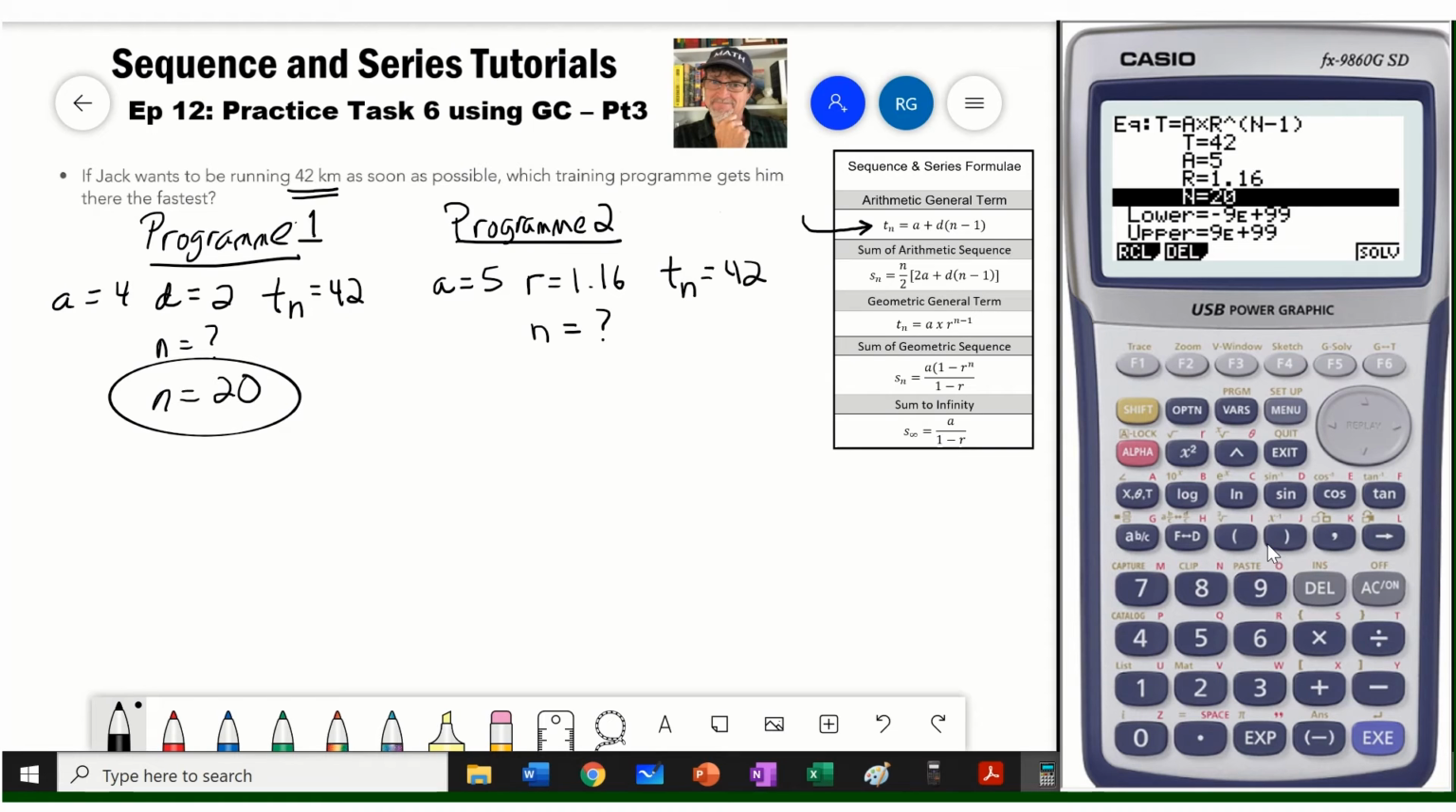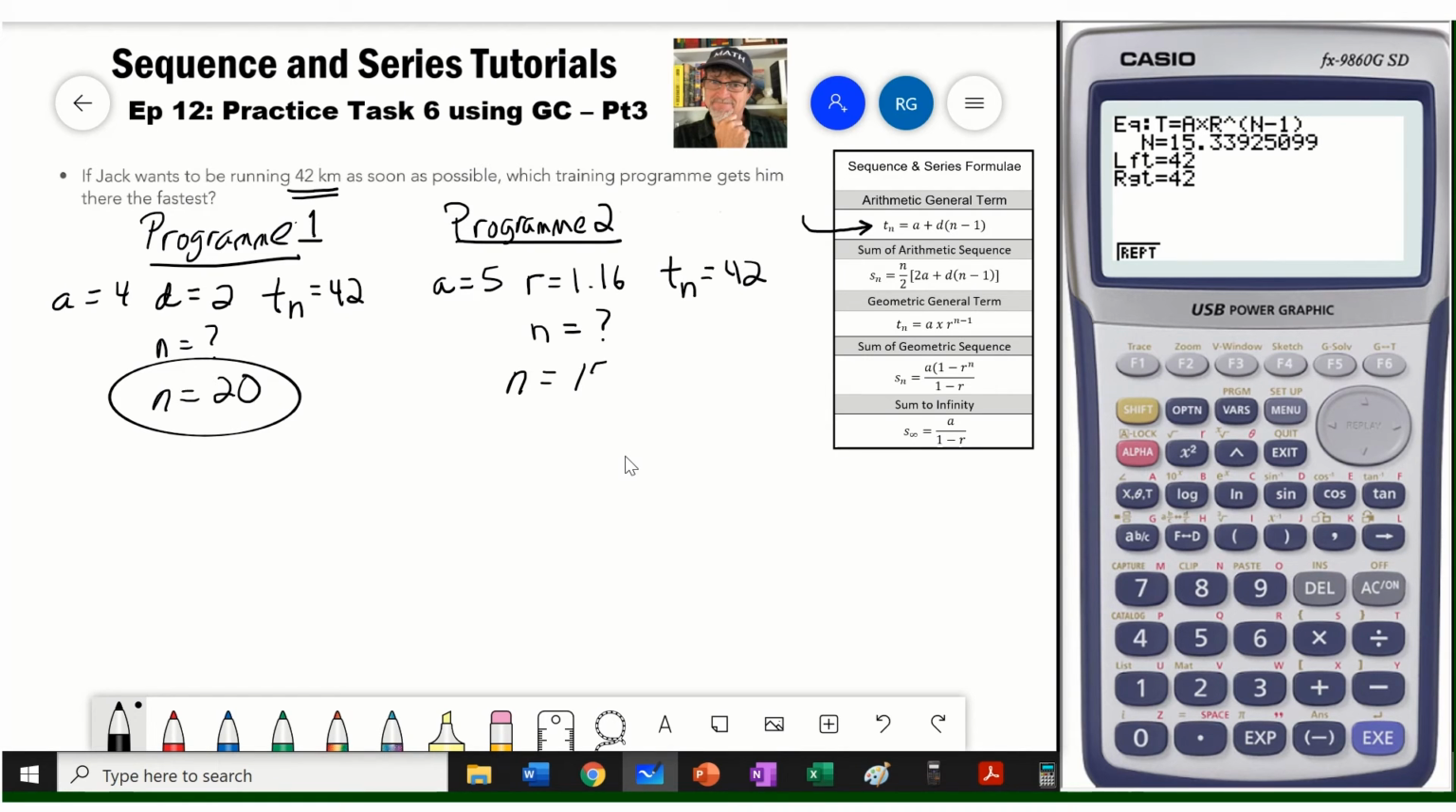In program 1, it was 20. That's why there's a 20 here now. But if I hit solve, it will solve it for these 3 variables. So here we go, F6. Bam. And I got 15.3. So N equals 15.3. Well, what does that mean in this context?